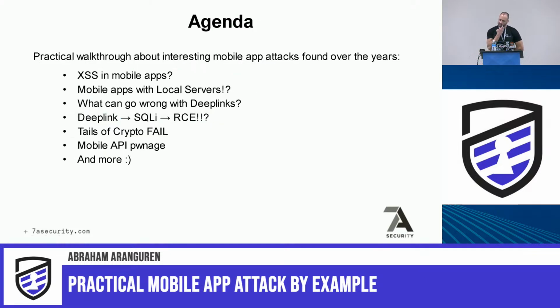So today, we will be talking about some interesting attacks in mobile application security. What happens if you have XSS in a mobile app? Can a mobile app have a local server? What can go wrong if a mobile app has deep links? Then we will see an interesting case from a real pen test where a deep link led to SQL injection, which also led to remote code execution, which was pretty cool.